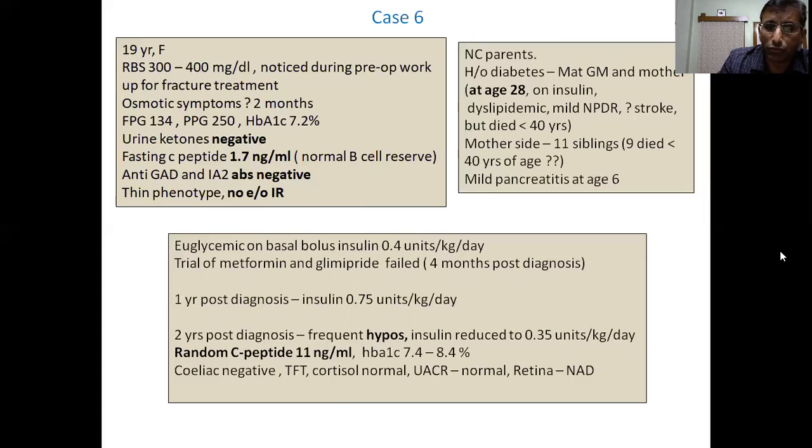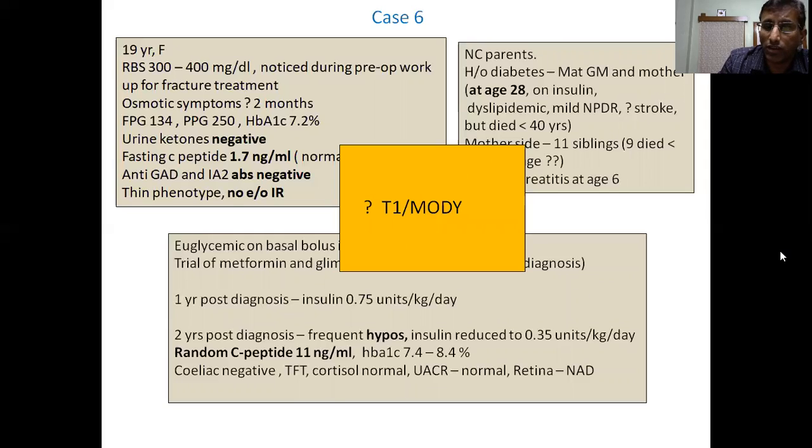So in this case, we approached with basal bolus insulin, and we were able to achieve euglycemia. In the first year of diagnosis, she required 0.75 units per kilo per day. 4 months post-diagnosis, we gave a trial of metformin and glimepiride, which she failed. But in the second year of diagnosis, she started having frequent hypos, and insulin requirement came down to 0.35 units per kilo per day. A random C-peptide was 11, indicating there was no progressive loss of beta cells, and HbA1c was 7.4 to 8.4. And other evaluations for hypoglycemia were negative.